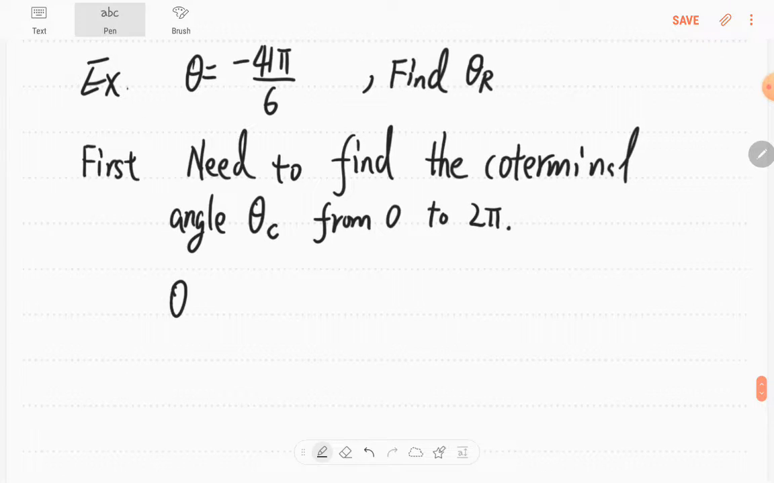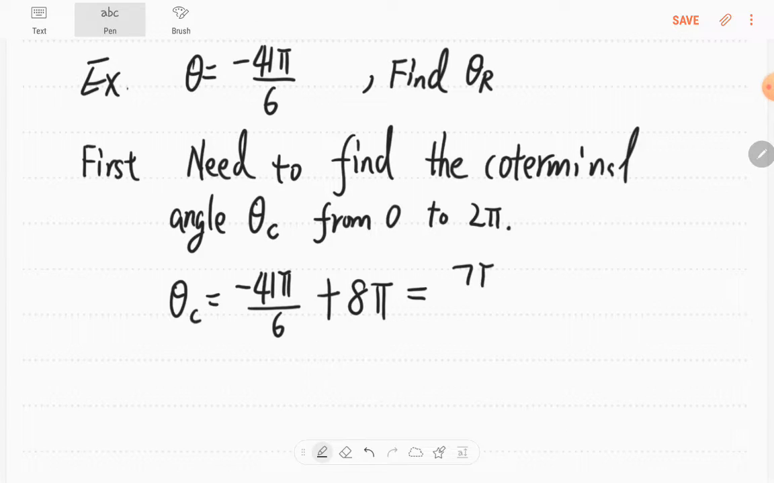How to find the coterminal angle? We know that if we want to make this negative angle be from 0 to 2 pi, we need to add a positive multiple of revolutions, right? So this is 41. We can add, for example, 8 pi, 4 revolutions. Because you can just try: you add 2 pi, it's still negative, then we add 2 pi again, and we add 2 pi until you add 8 pi, then you will get a positive angle, which is 7 pi over 6, right?